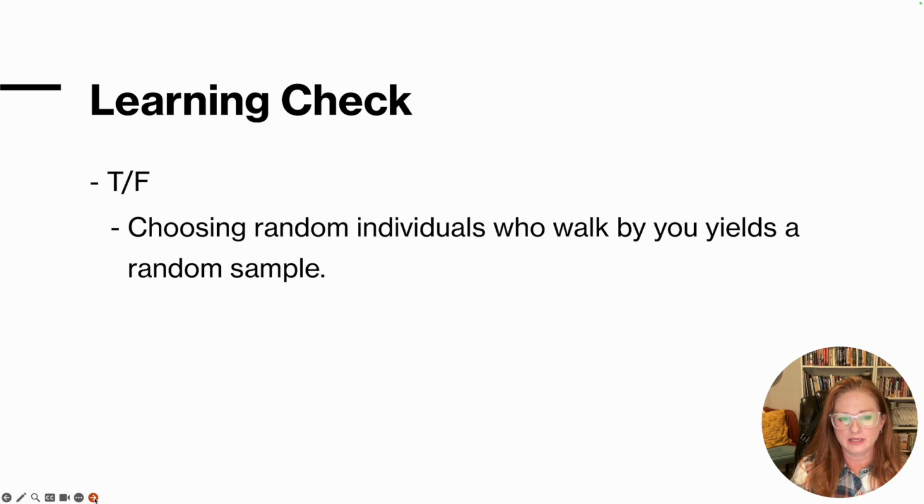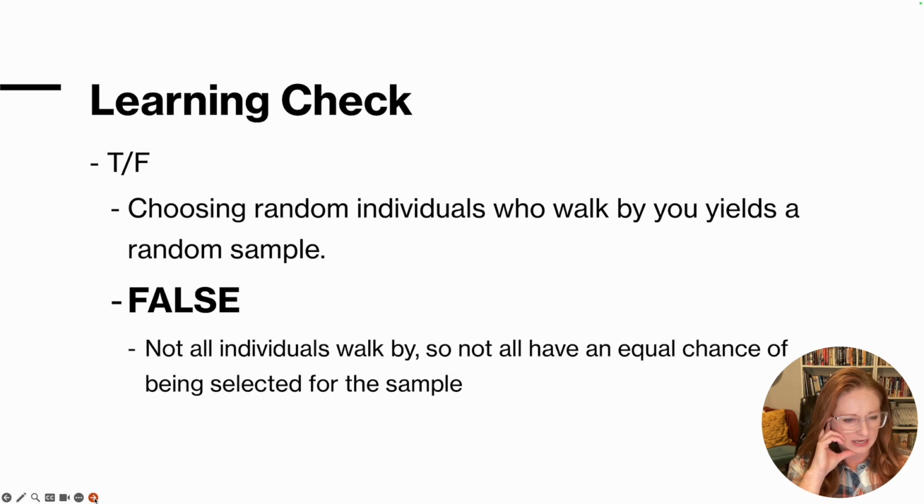Okay, true, false. Choosing random individuals who walk by you yields a random sample. False. Not all individuals that walk by you have an equal chance of being selected for the sample.